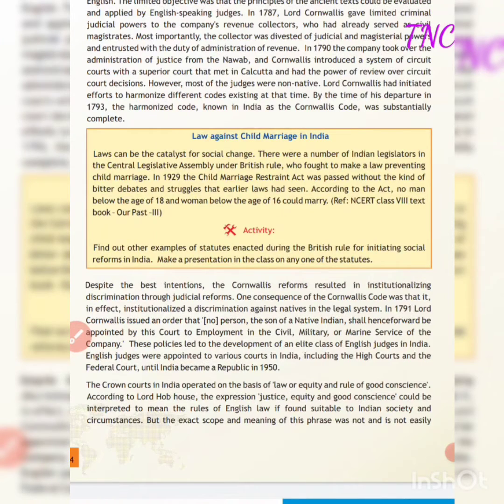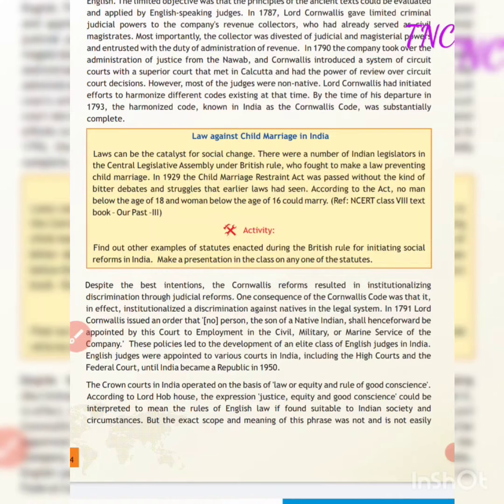In 1929, the Child Marriage Restraint Act was passed without the kind of bitter debates and struggles that earlier laws had seen. So in 1929 we had the Child Marriage Restraint Act, when the Britishers were still ruling over India. There were various bitter debates for earlier legislations in the Legislative Assembly under British rule, but this one was passed with the agreement of both sides, and there was not so bitter a debate or discussion while this law was in process.